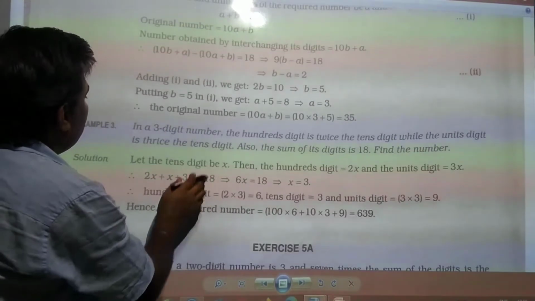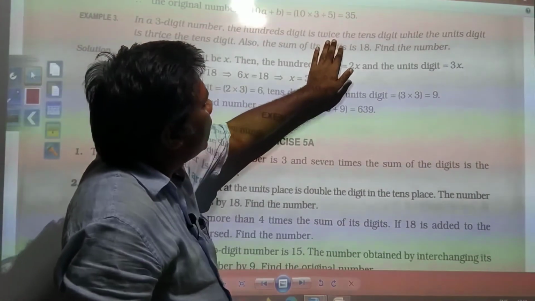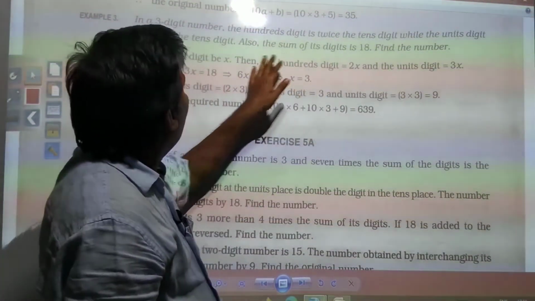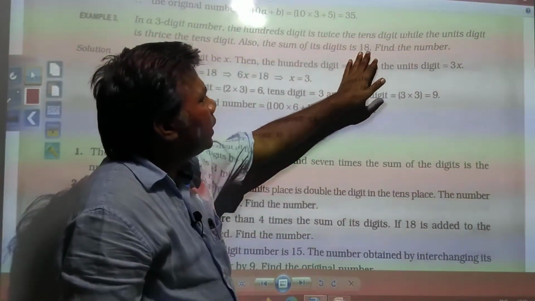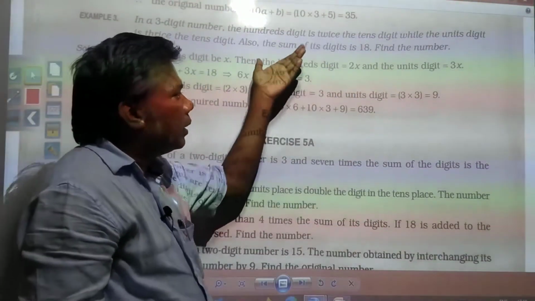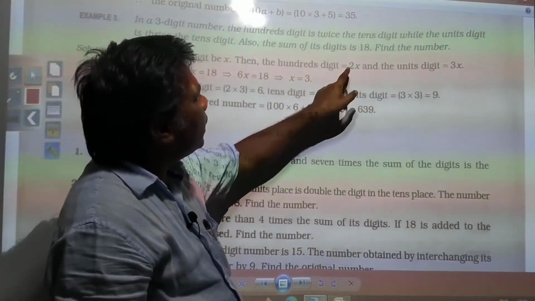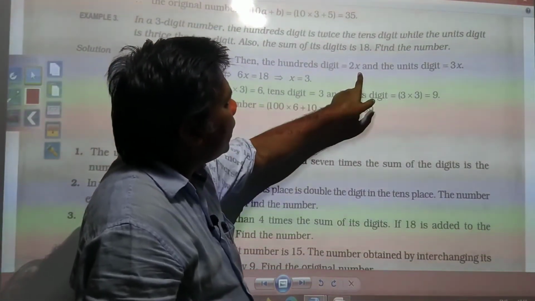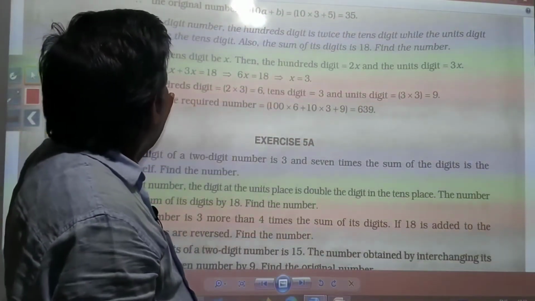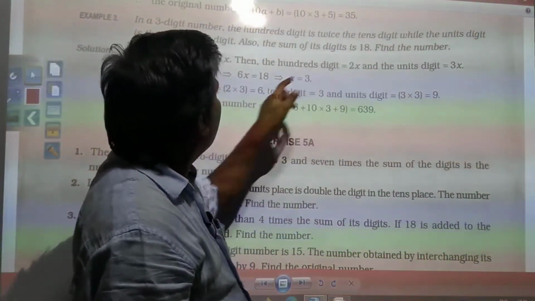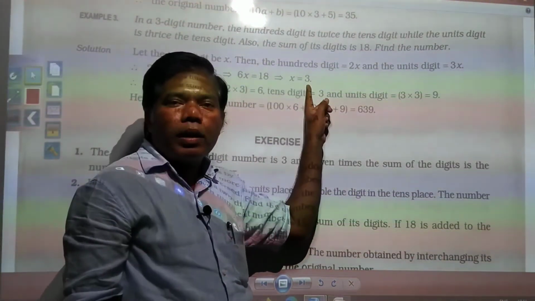Next we will see: in a 3-digit number, the hundreds digit is twice the tens digit, while the units digit is thrice the tens digit. Also the sum of its digits is 18. Find the number. Again, it is required to be done in the same way. Let the tens digit be x, then the hundreds digit is 2x, as twice has been written, and the units digit is thrice, it means 3x. Now the sum of the digits is 18. It means 2x plus x plus 3x is equal to 18. Therefore x you will get as 3.